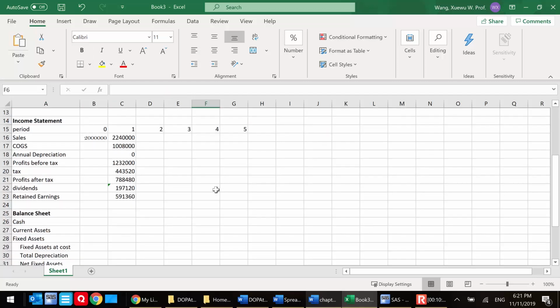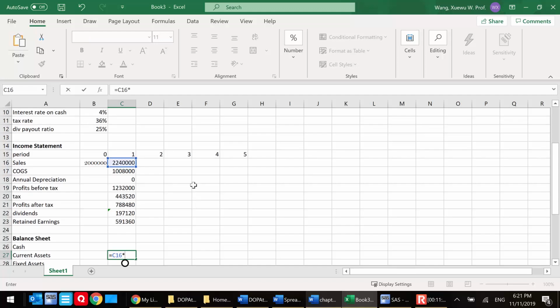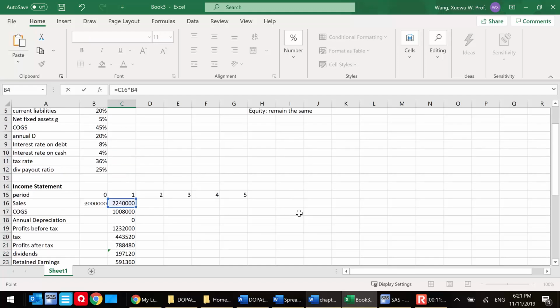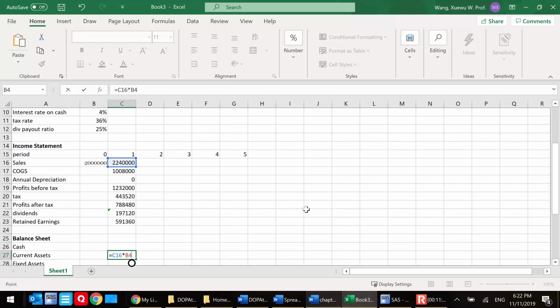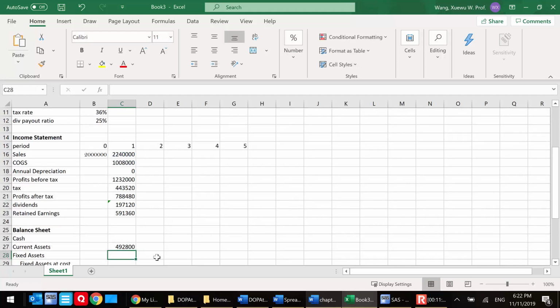Let's look at cash. Cash is the plug, so I'm going to skip this. I'm going to look at current assets. According to the question, current assets are 22% of sales. Let me take sales and multiply by 22%, and that's the 22% there. Let me just lock down the 22%.